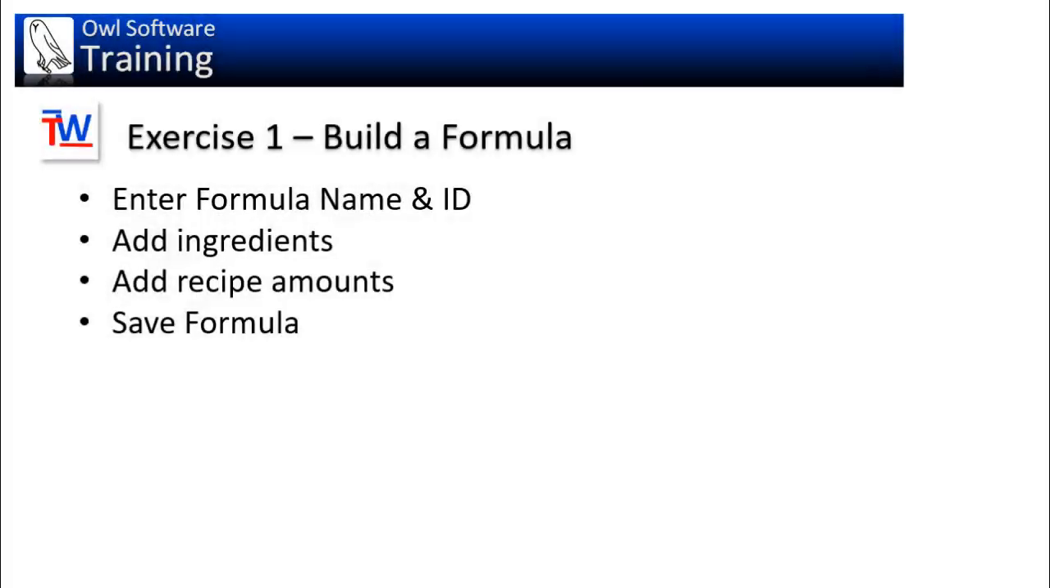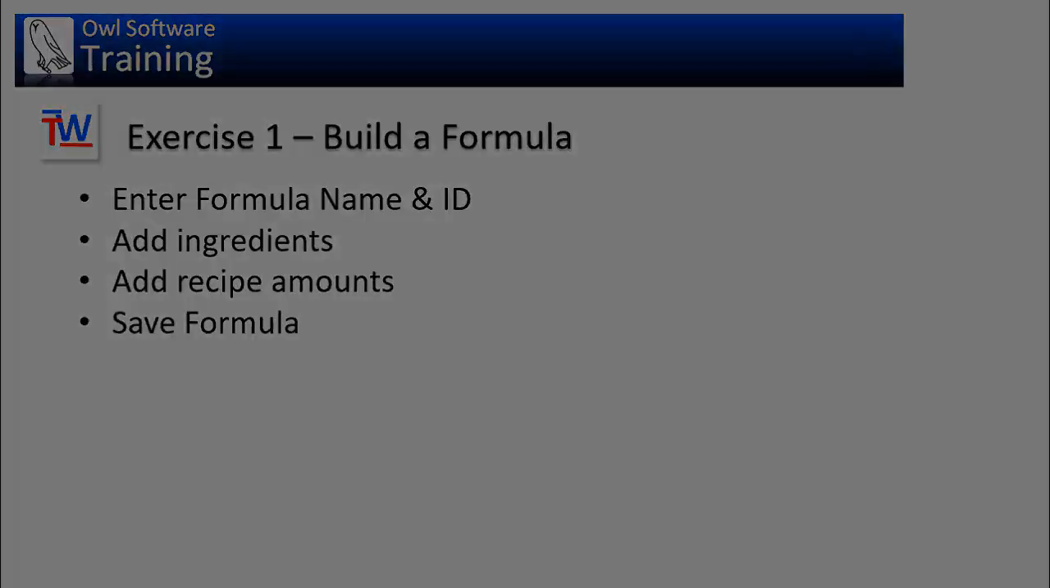In this exercise, we will learn how to build a formula or recipe. We will start off by providing a formula name and ID. This is needed to save the formula once we're done. Next, we will add the ingredients that make up the formula. We will add recipe amounts for each ingredient. TechWizard uses this to calculate a weight percent for each ingredient. The exercise concludes by saving the formula.